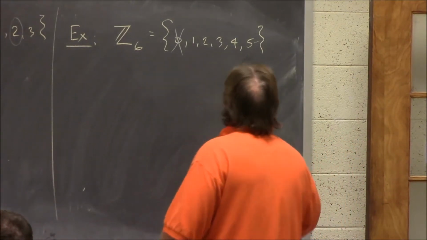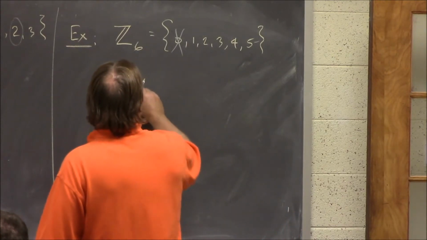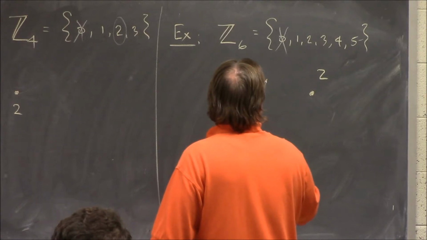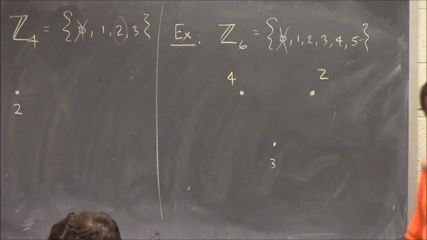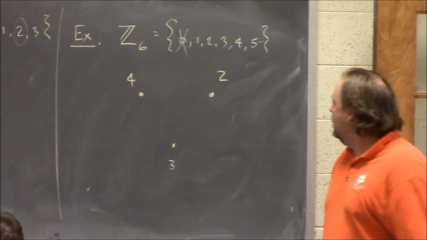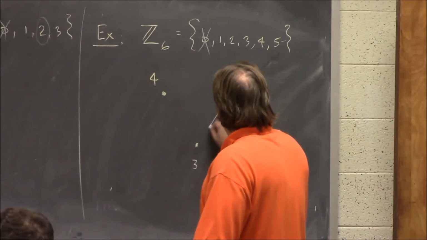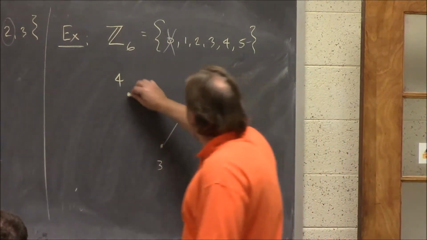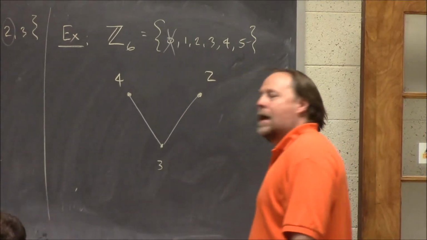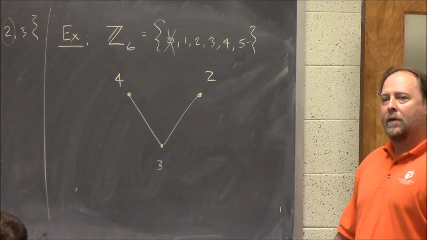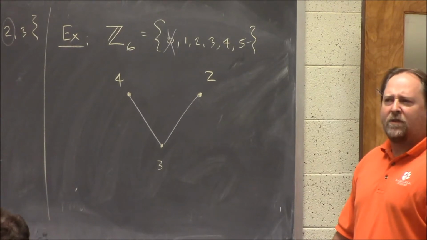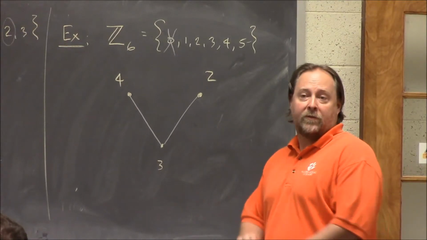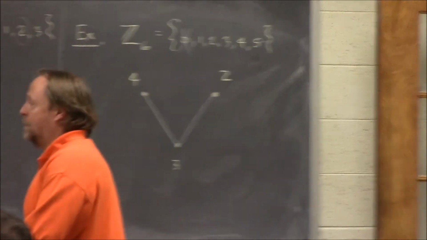So for this one right here, I have three vertices. And how do I connect them? Well, 2 times 3 I reckon is 6, which is 0. And 3 times 4 is 12, which is 2 sixes, which is 0. However, 2 times 4 is 8, which is 2, which is not 0. So these aren't connected, it's a V. So that's what this looks like.